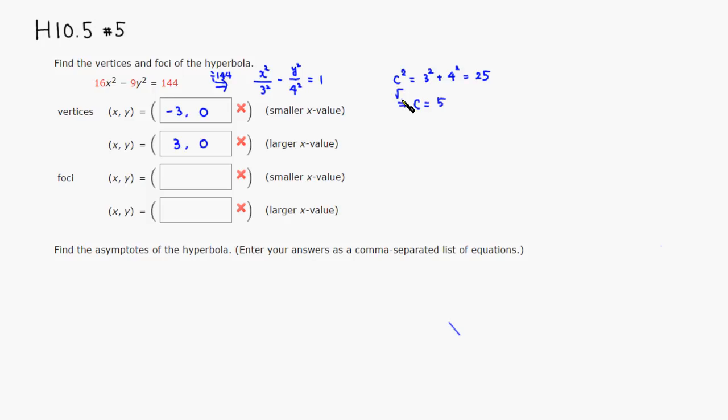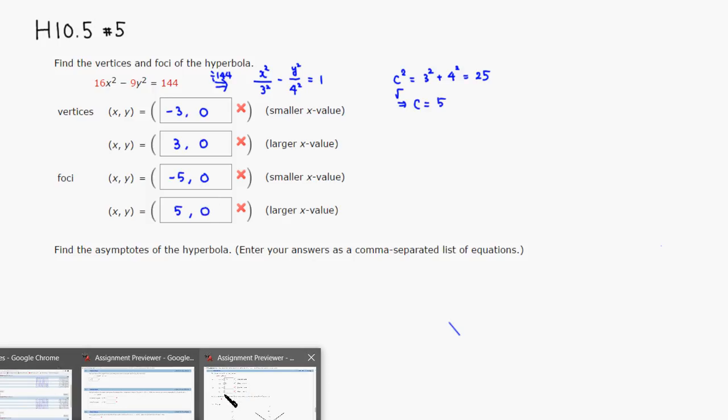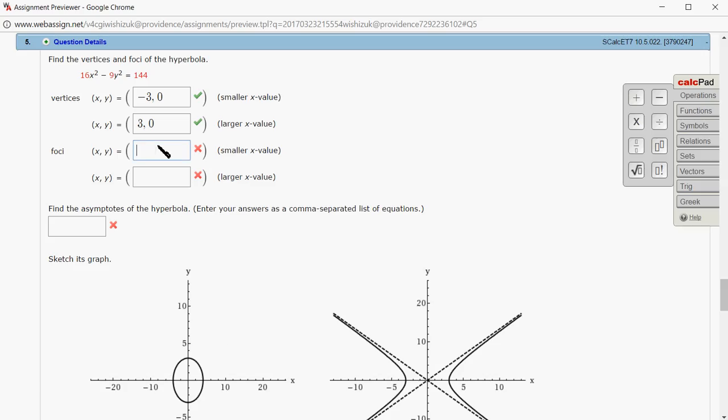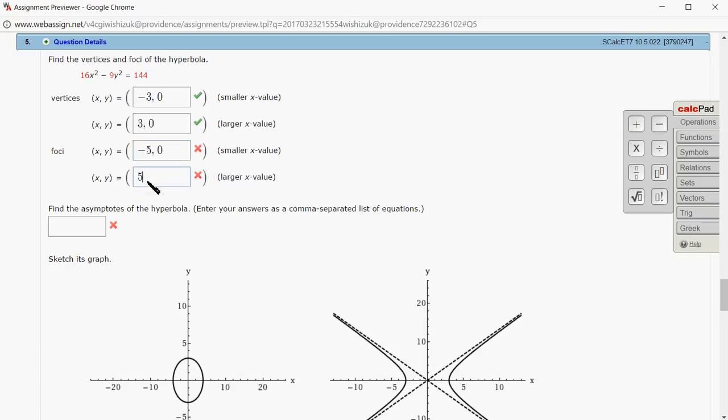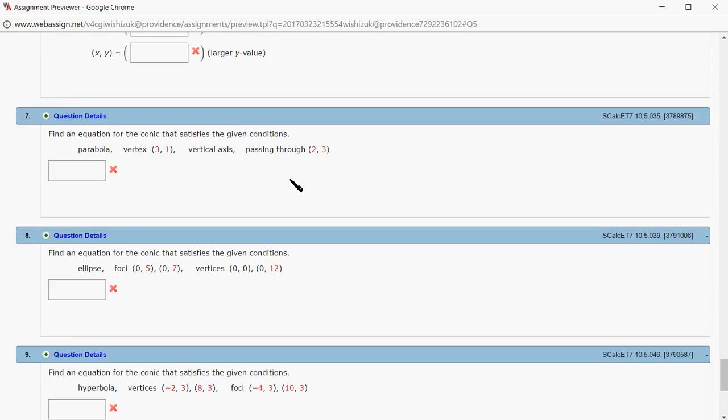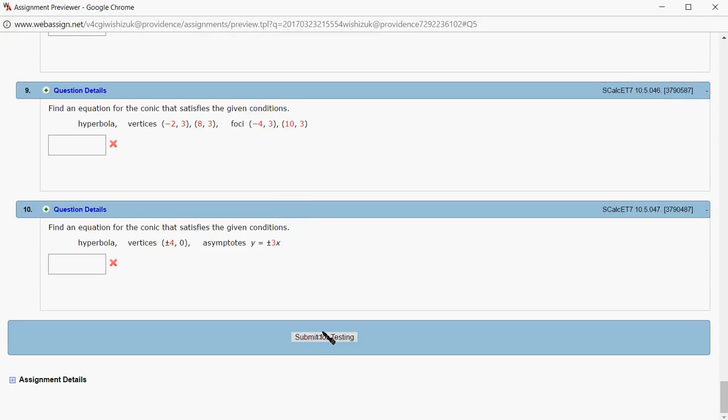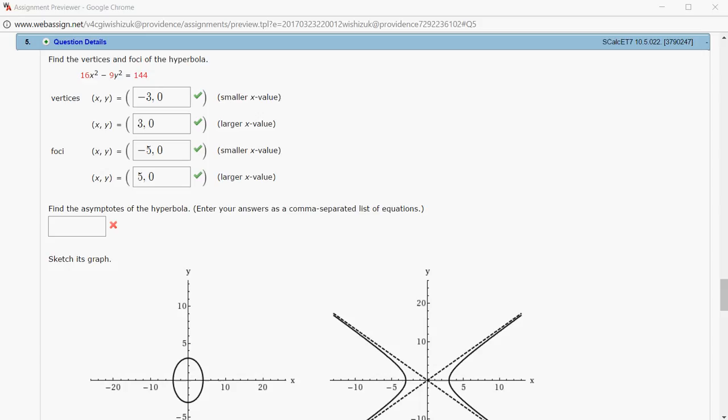The foci are going to be, the smaller x value would be -5, 0, and +5, 0. Let's double check. So we got -5, 0, and +5, 0. Let's check the answer. Submit for testing. It came back and we got this one correctly.